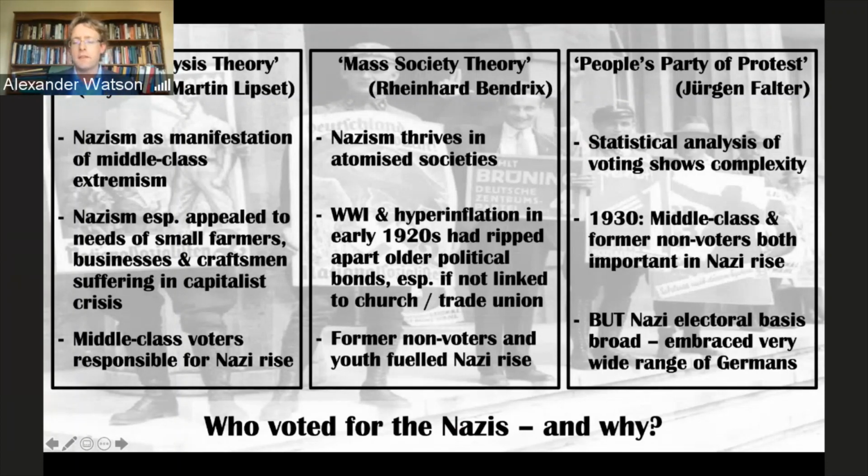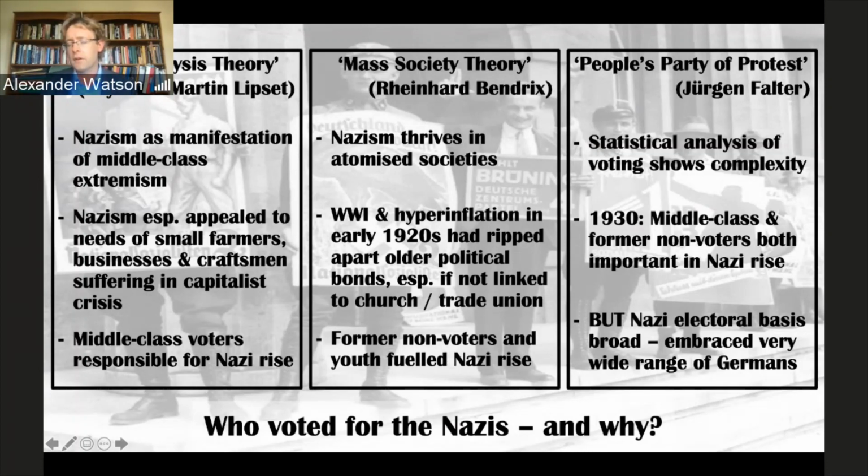But since those two theories, there's been even more work done, and particularly Jürgen Falter, a German historian, has been key in undertaking really detailed statistical analysis of German voting. And his work has shown that, in fact, neither of those two earlier theories was right. They underestimate the complexity of both German voting and Nazi support. He argues, and he sees from his data, that both the middle classes and former non-voters were important in causing that Nazi jump in electoral support in 1930.